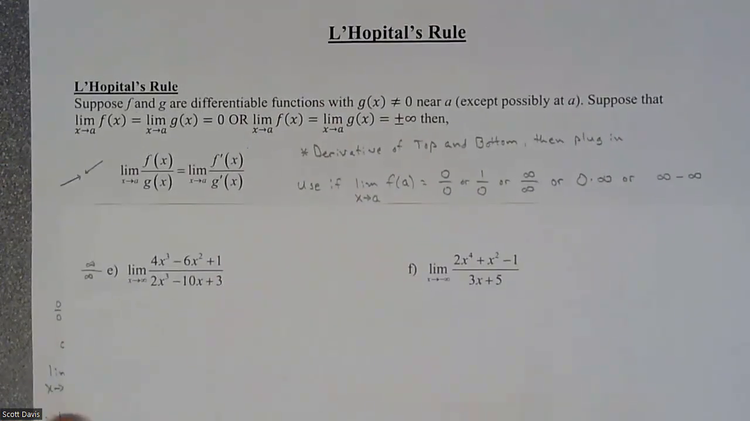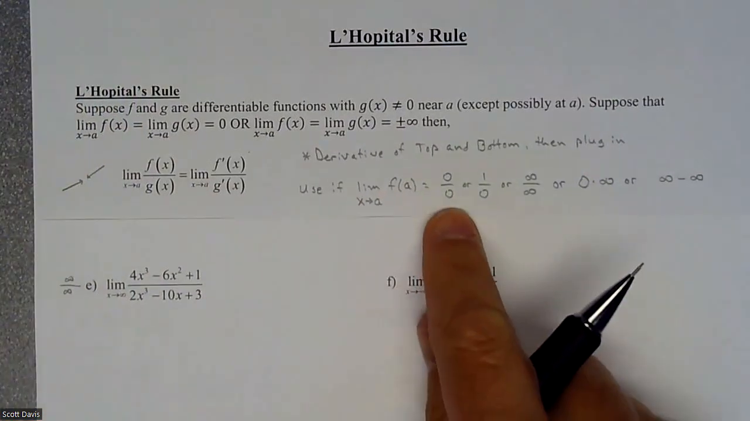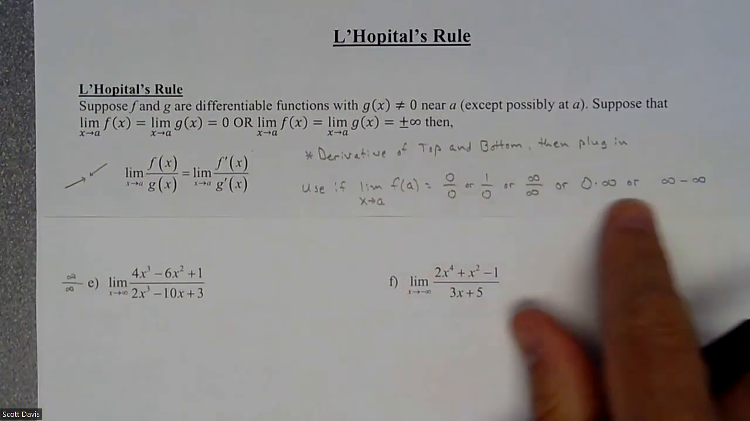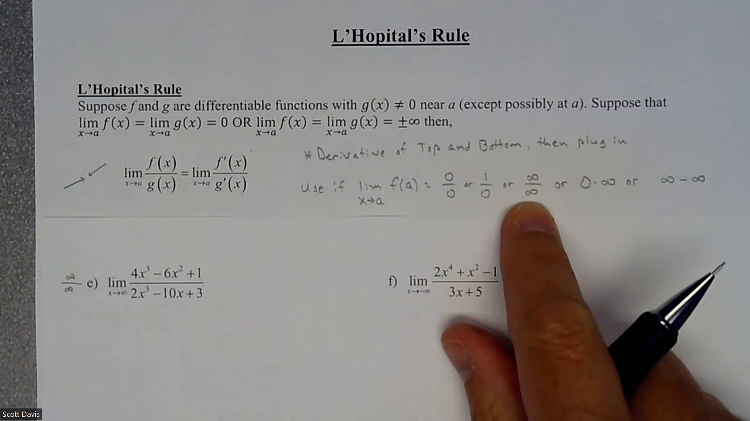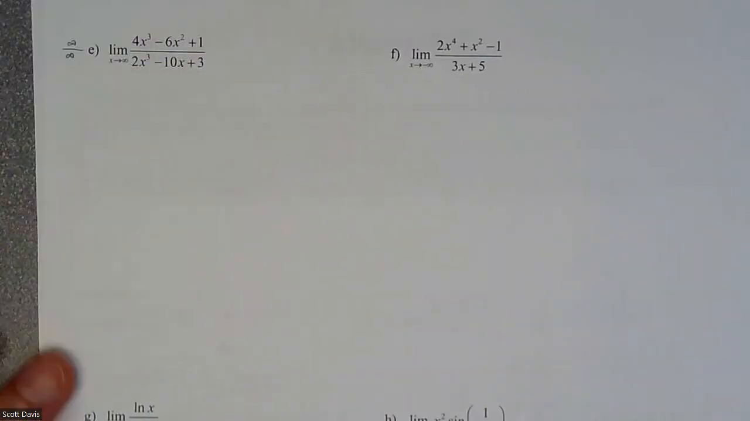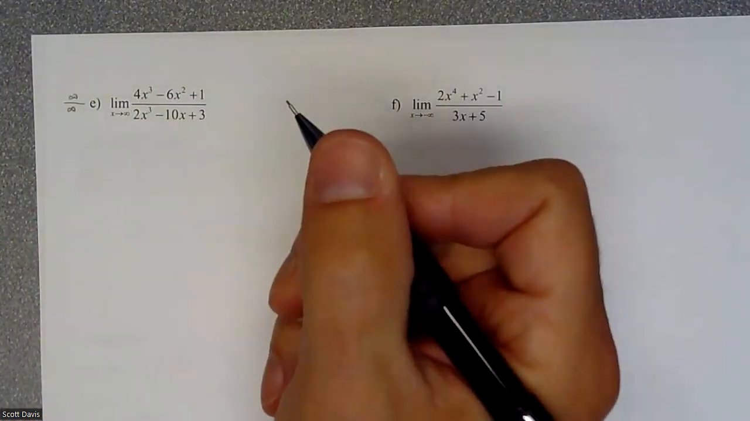We're looking for these kinds of scenarios, right? If you have a 0 over 0, a 1 over something, one of these. And so we're looking at this one. I'm going to go ahead and start to do the derivative.